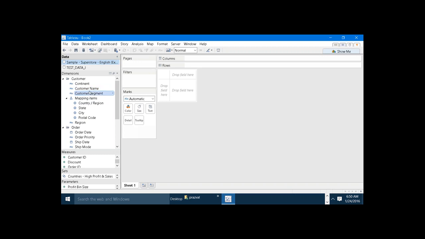Next, what about customer segment? Let me drag the customer segment and drop it into rows. Here we can see the values of the customer segment: consumer, corporate, home office, and small business. So these are the different segments we have. How is the segment defined? Depending on the financial capability of the customer, all these segments will be defined.